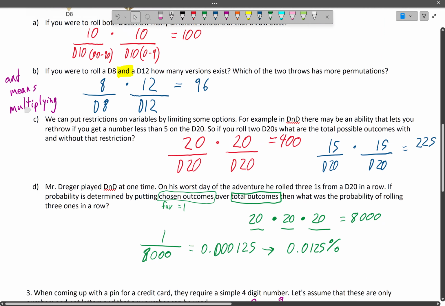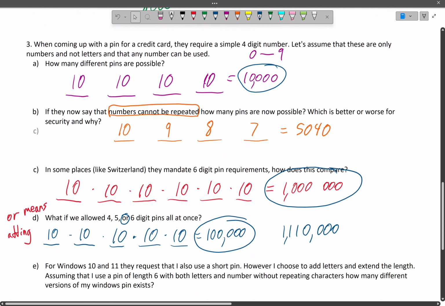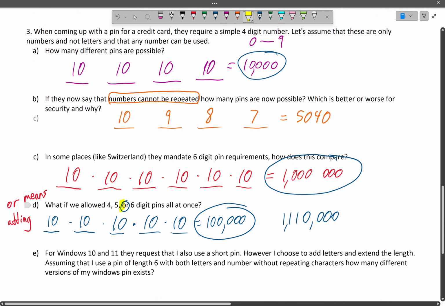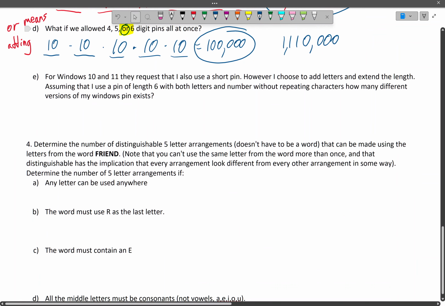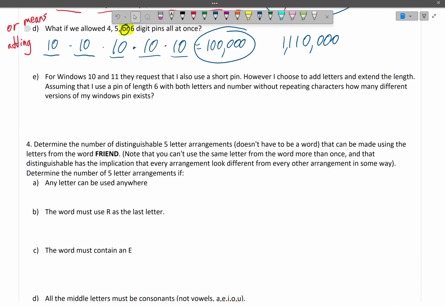Okay, so "and" means multiplying, or "or" means adding. For Windows 10 and 11, they request that I also use a short pin. I think this is ridiculous, so I choose to add letters to extend the length, because on digital platforms it's much easier to actually just randomly guess until you get a password. So I added letters and extended the length.